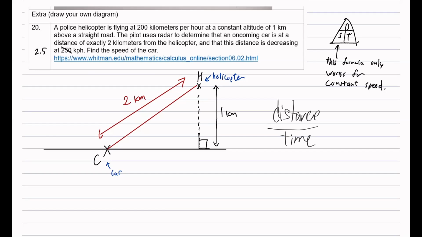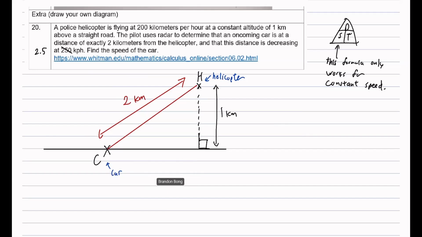Distance is decreasing. Wait, when it says it's exactly 2 km from the helicopter, at a specific point in time, that's what they mean. Oh, but how do you know that they're not saying this one? I mean, I know it's this one because you say it's this one. But then how do I know? Because I think if I read this question myself, I wouldn't know which one it is.